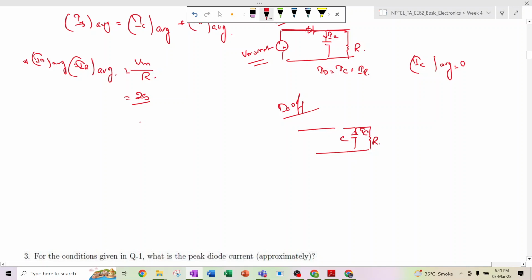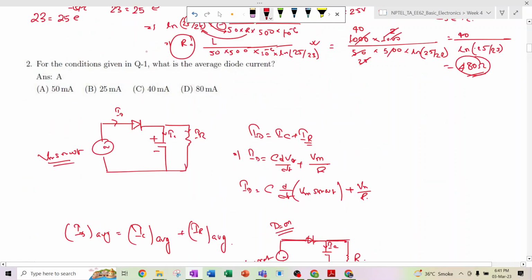So this is 500 ohm. So this is coming out to be 25 into 1000 divided by 500 milliampere. So it comes out to 50 milliampere. So for the condition given in the question, what is the average diode current? So that will appear to be 50 milliampere.